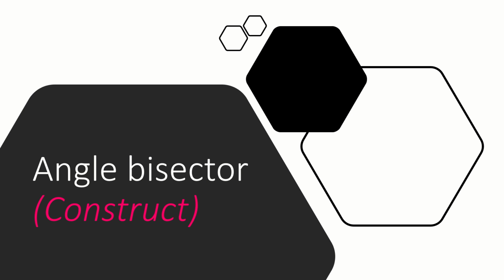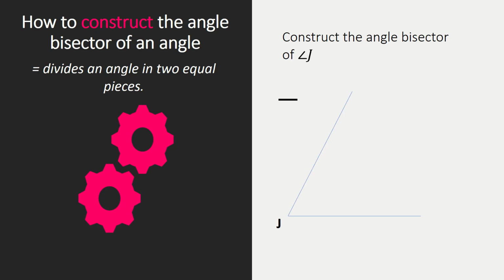How does it work with the angle bisector? So how to construct the angle bisector of an angle? But what was the bisector of an angle? The angle bisector divides an angle in two equal pieces.